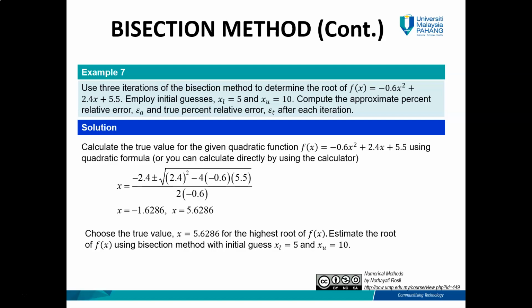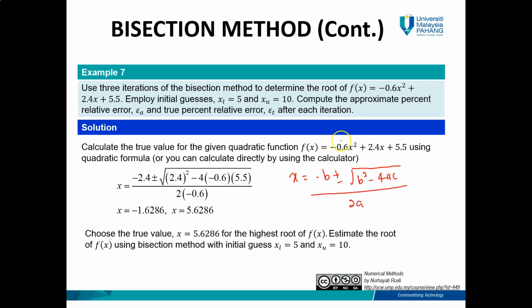What we need to do first? We need to calculate the true value for the given quadratic function, because in this question you need to calculate the epsilon t, so you need the true value. So here, this is a quadratic equation. Quadratic equation, you can solve it by using the formula x equals negative b plus minus the square root of b squared minus 4ac, divided by 2a.